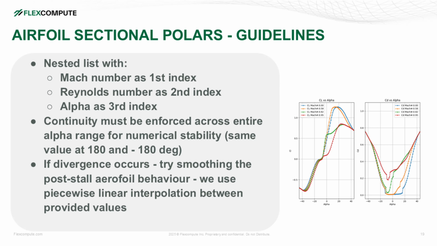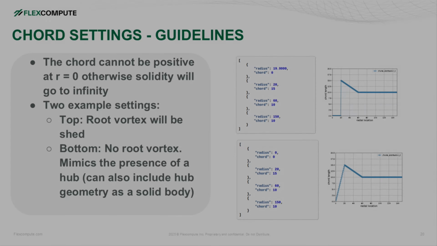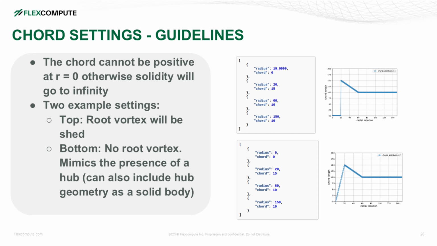For airfoil sectional polars, we have a few guidelines. When setting up the Python object, make a nested list in the order of Mach number, Reynolds number, and alpha. Continuity across the full angle of attack range is important for numerical stability. Sudden discontinuities in lift or drag curves can cause convergence issues. For chord settings, the distribution should not be non-zero at the root radius, as this would lead to infinite solidity. Either start the blade away from the root or ramp the chord smoothly from 0 to represent a hub.